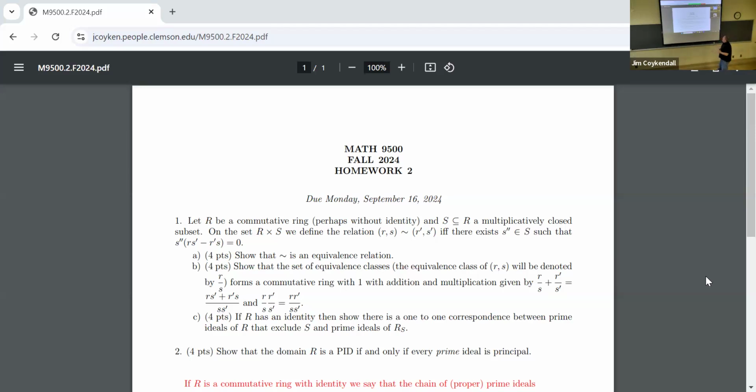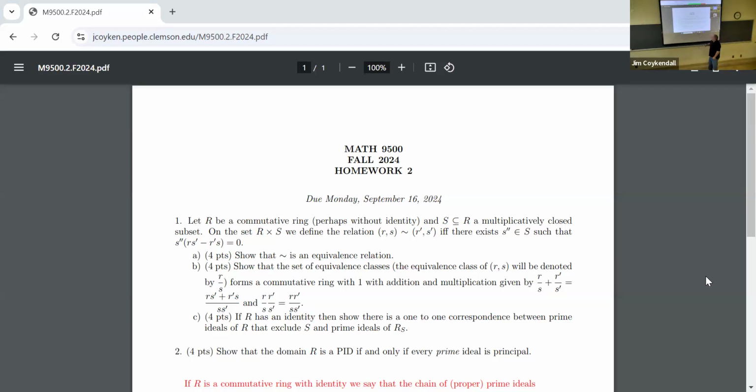Show that the set of equivalence classes, where the equivalence class of (r, s) I will denote by r over s, that'll be the notation I use, just like a fraction, forms a commutative ring with identity. So you pick up an identity here, even in the case where zero is in there. Notice I didn't say that the identity is not zero, so in the zero ring, you can assume that it has an identity. With addition and multiplication given by the following formula that you're probably familiar with.